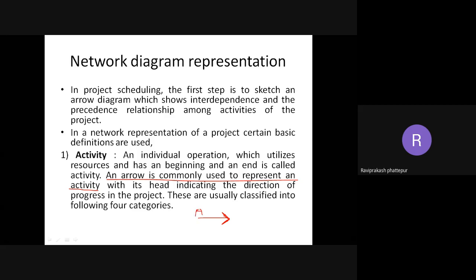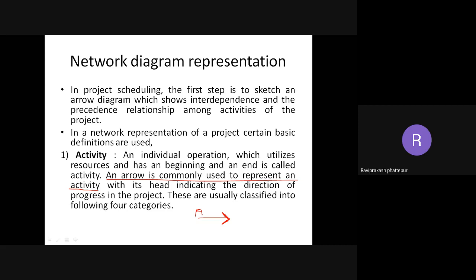So this is an activity, which is A. It could be anything. Like if you want to make a chair, the activity A could be getting the raw materials. It is being represented by A, B, C, D, E, or it could be the actual activities.